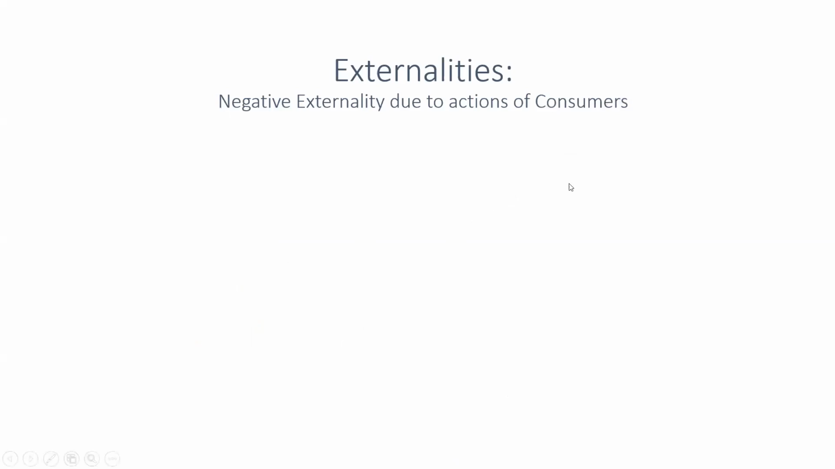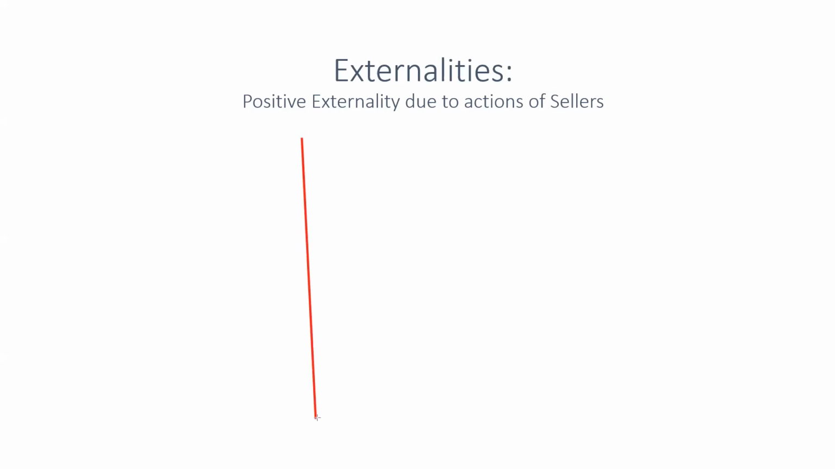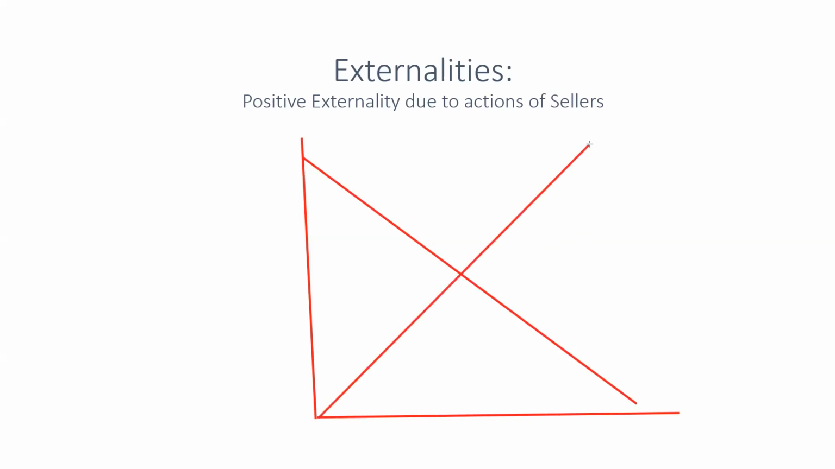Now let's look at the positive externality due to the actions of the sellers. You must have guessed by now how the diagram is going to look. But in this case, again, this is private, and I'm talking about positive externality. So this is a private benefit that I'm talking about.